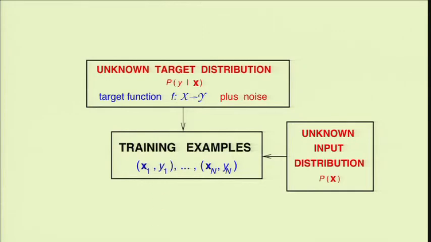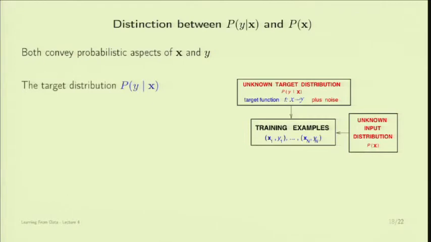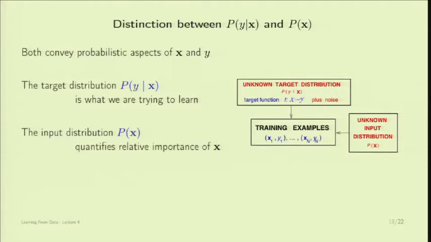Now let's look at the differences. Okay, so both have probabilistic aspects. We have seen that. Now the target distribution is what you are trying to learn. You are not trying to learn the input distribution. As a matter of fact, when you are done, you will not know what the input distribution is. The input distribution is merely playing the role of quantifying the relative importance of the point x.